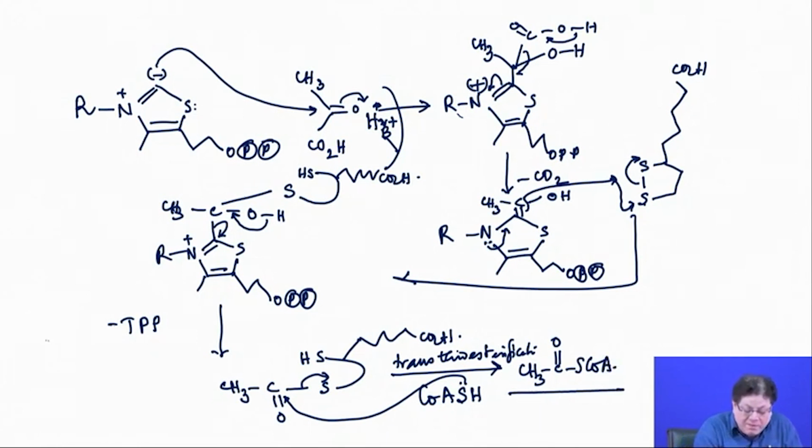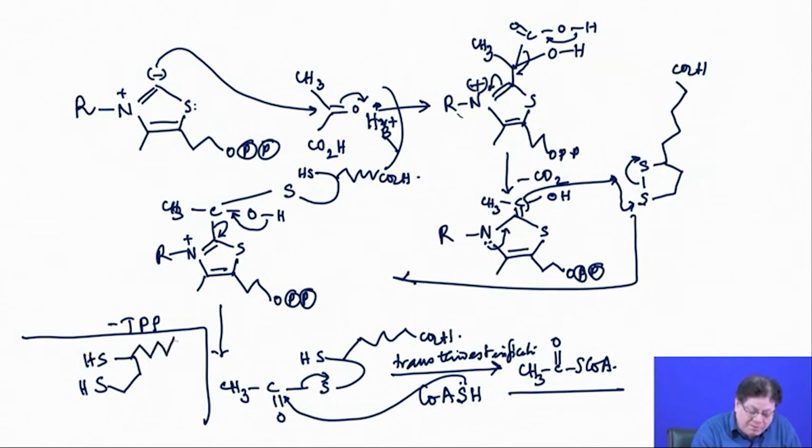What is released here? Released is the reduced form of lipoic acid, 1, 2, 3, 4, 5. Okay. So, this is the reduced lipoic acid.